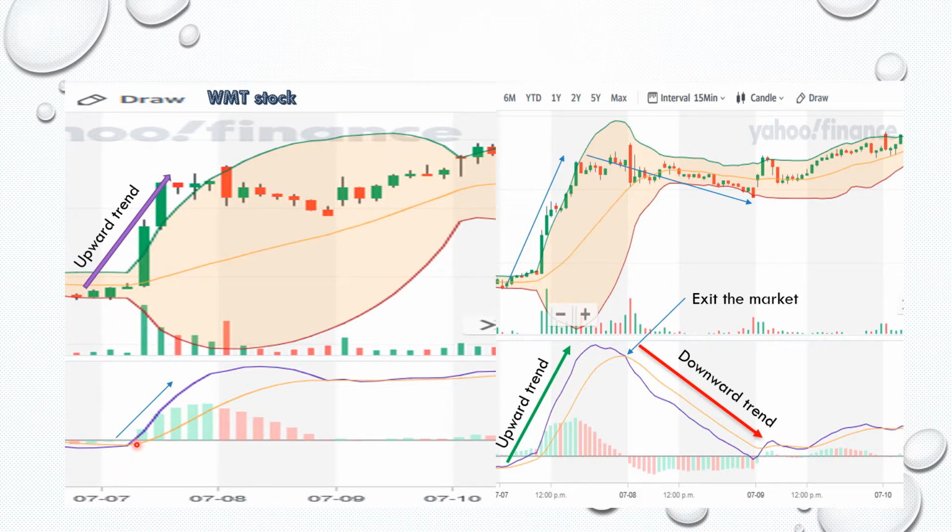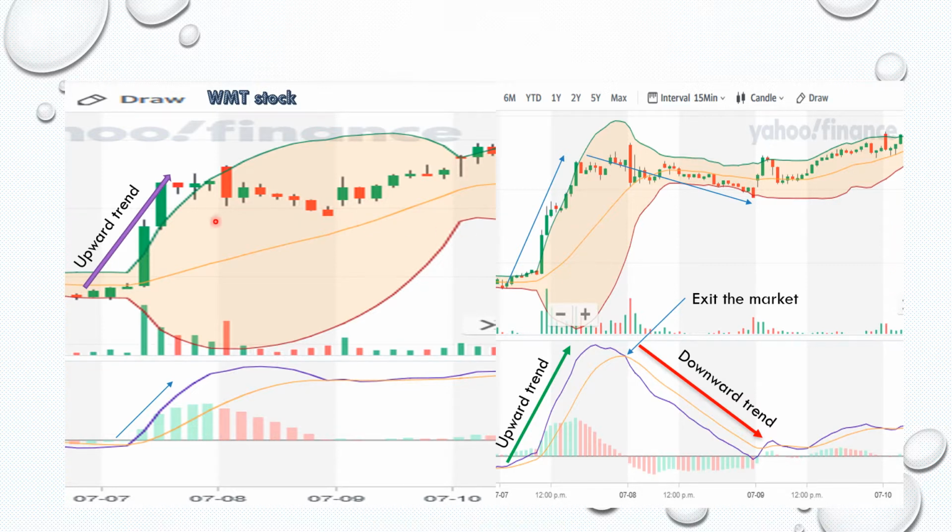We check it with the MACD indicator. We see, yes, in the MACD indicator this blue line is above the orange line. That is the sign of an upward trend, and it goes up until here, and it changes direction. Now, in order to know where we have to enter or exit the market to make money, we have to go to a time frame one step lower.